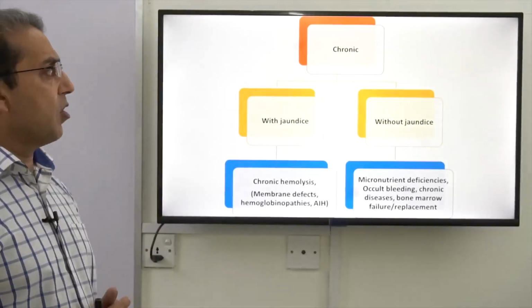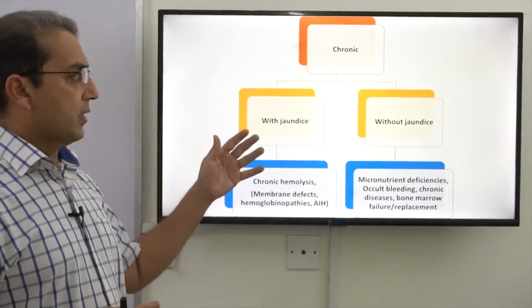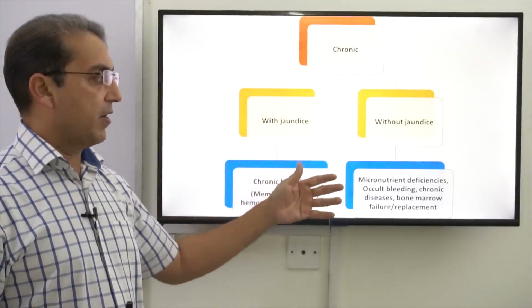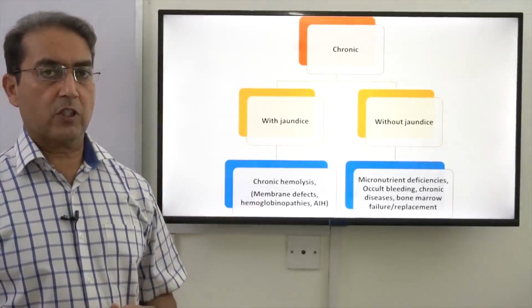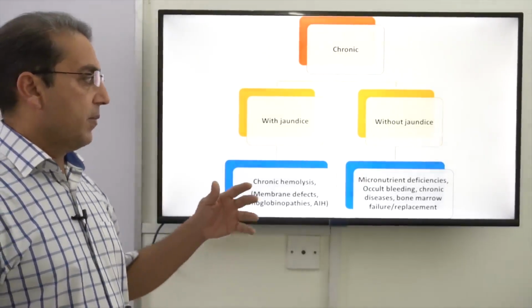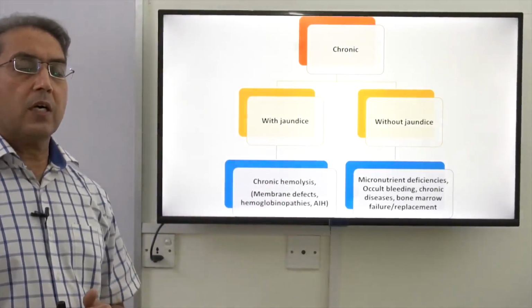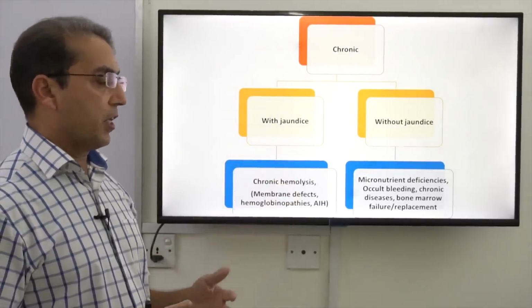And similarly, patients who have chronic anemia can present with jaundice, or without jaundice. Patients who present without jaundice may have micronutrient deficiencies, for example, iron deficiency, B12 deficiency, or folic acid deficiency. They may have occult bleeding which is causing anemia, and this occult bleeding is usually going to lead to iron deficiency anemia.